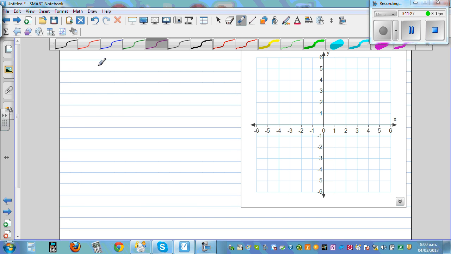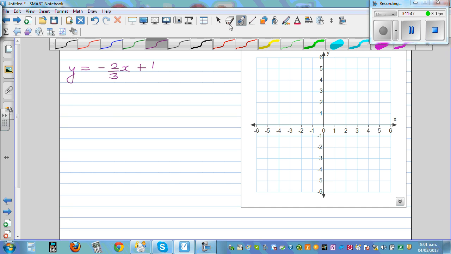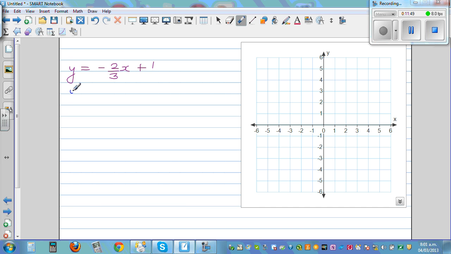Now let me make it a negative number. So y is equal to negative 2 over 3 x plus 1. How will you draw this graph? First, we'll have to identify the y-intercept. That's your starting point. Your y-intercept is when x is equal to 0.